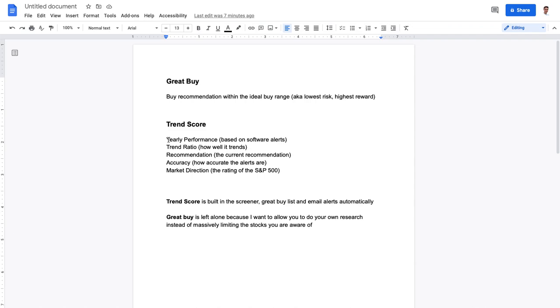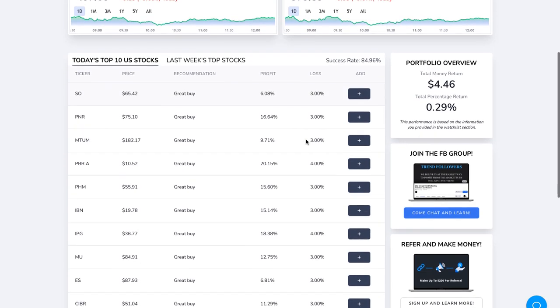This is a very good thing to look at. This trend score has been massively improved. We used to just look at the stock's current recommendation and its market direction, but now we factor in the yearly performance, the trend ratio, the recommendation score, the accuracy, and the market direction. So the trend score is going to be amazing, and it's now built into the software. It's built into the screener by default, the great buy list, and email alerts. This is going to be our top thing that we look at.